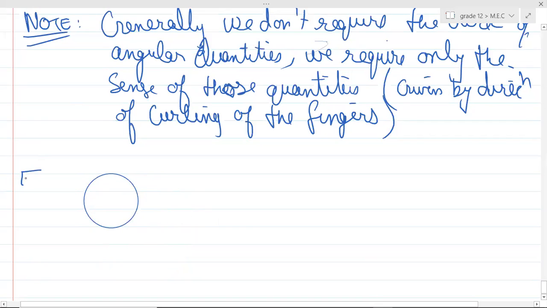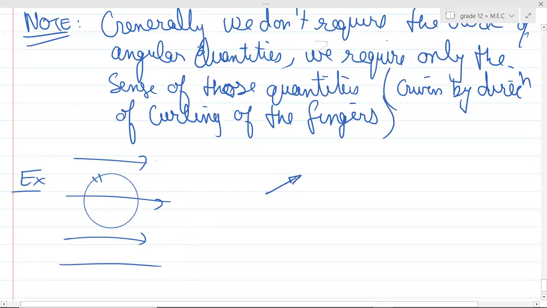Here also the force will be zero, because we find the force by integration of dl. How? Let's say the magnetic field is into the plane, like this. Take a small vector here. Will this be your dl vector?